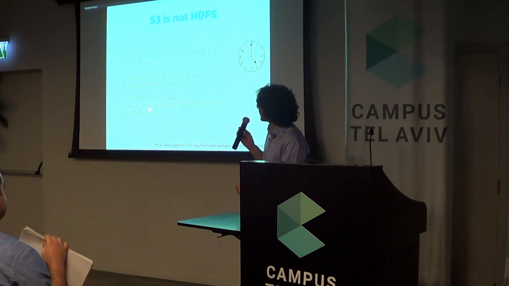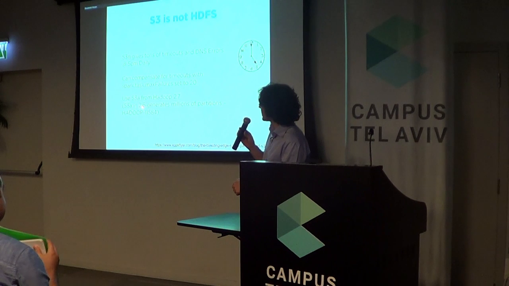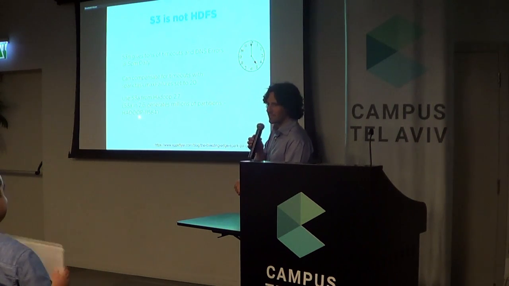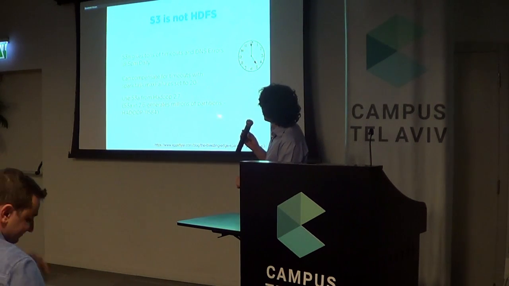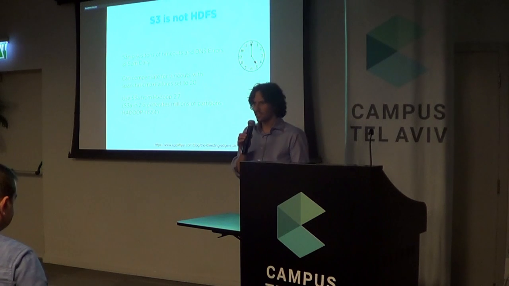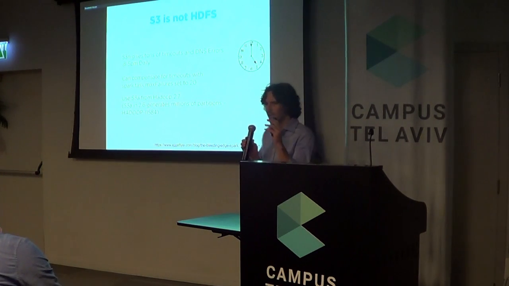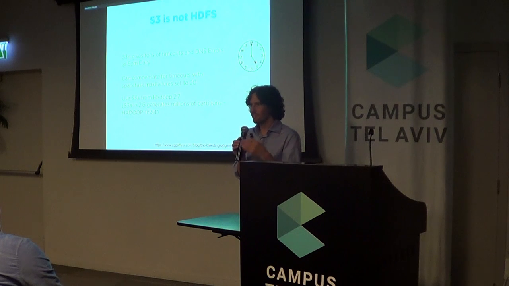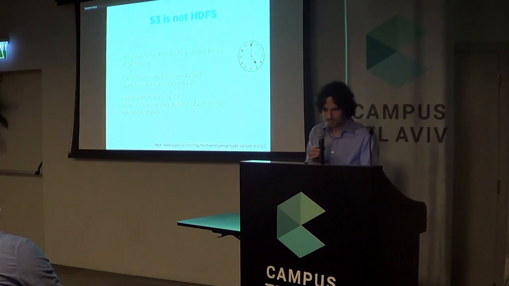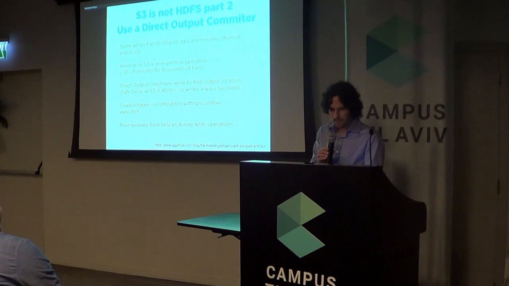Also, there's a really fun bug if you use S3A from Hadoop 2.6. You'll get millions of partitions in your data. It's because they have some block size set to 0, so you end up with 1 million partitions. Most of them are empty.